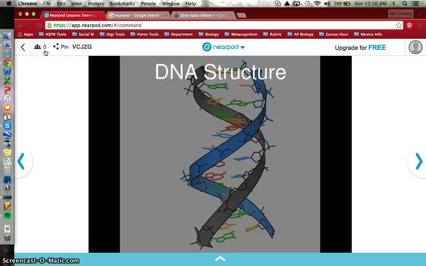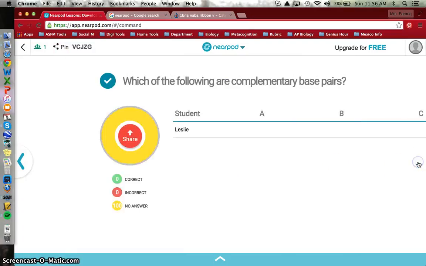My iPad is asking me to give myself a name, so this is where you could ask for their name and also their student ID. There's an optional field there. I hit send on my iPad, and now you can see that there is one person in my class. I am going to advance the slide.